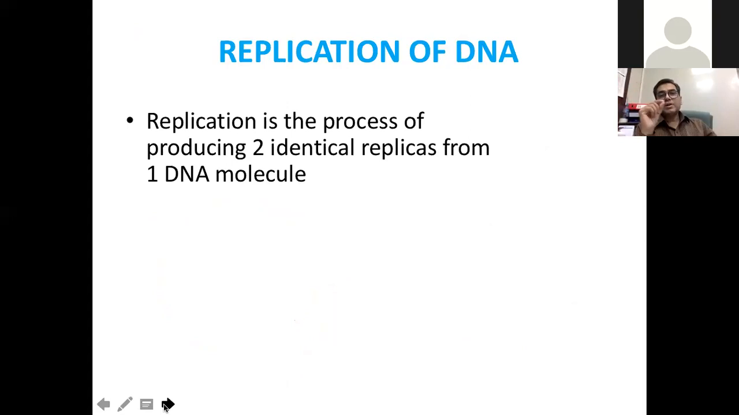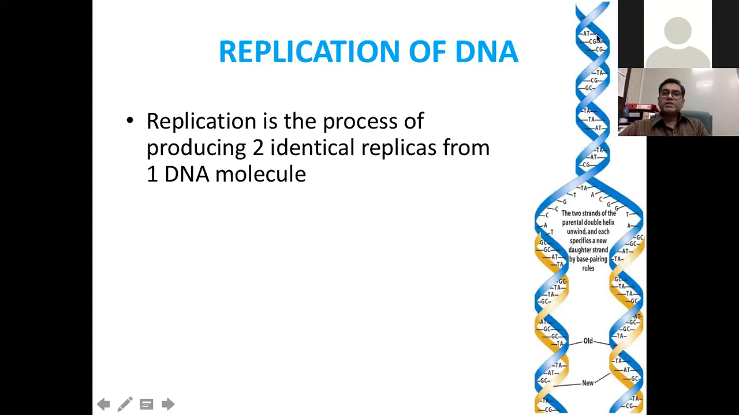Now, what about the replication itself? It is the process of producing two identical replicas from one DNA molecule. So, two identical replicas from each single strand of the DNA, right? So, every single strand has to be copied, has to be replicated.